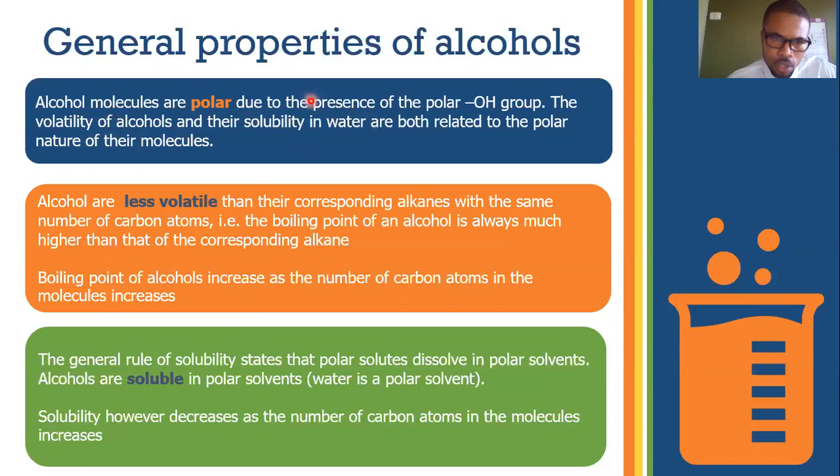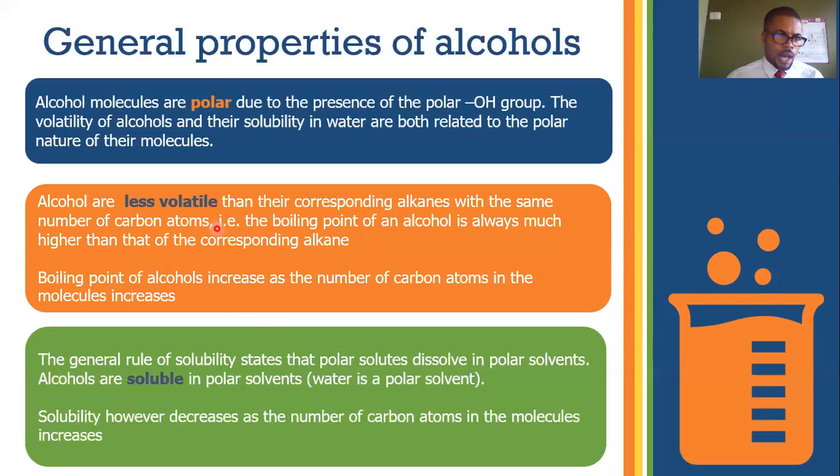All right, so where this is concerned, being polar can affect the volatility of alcohols and their solubility. Now, alcohols are less volatile than their corresponding alkanes with the same number of carbon atoms. So we know an alkane, for example, butane is an alkane. Butane is volatile. It exists as a gas at room temperature, because its boiling point is very low, lower than the temperature a room is going to be in general. So it's going to exist as a gas at that temperature. What we refer to as volatile substances are substances that have very low boiling points.